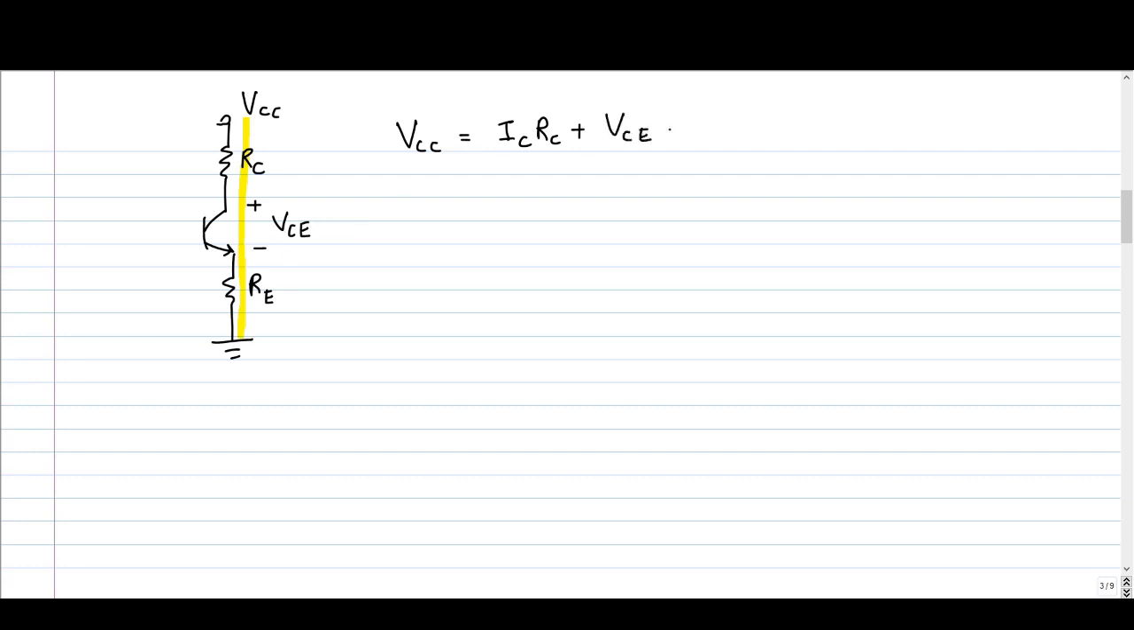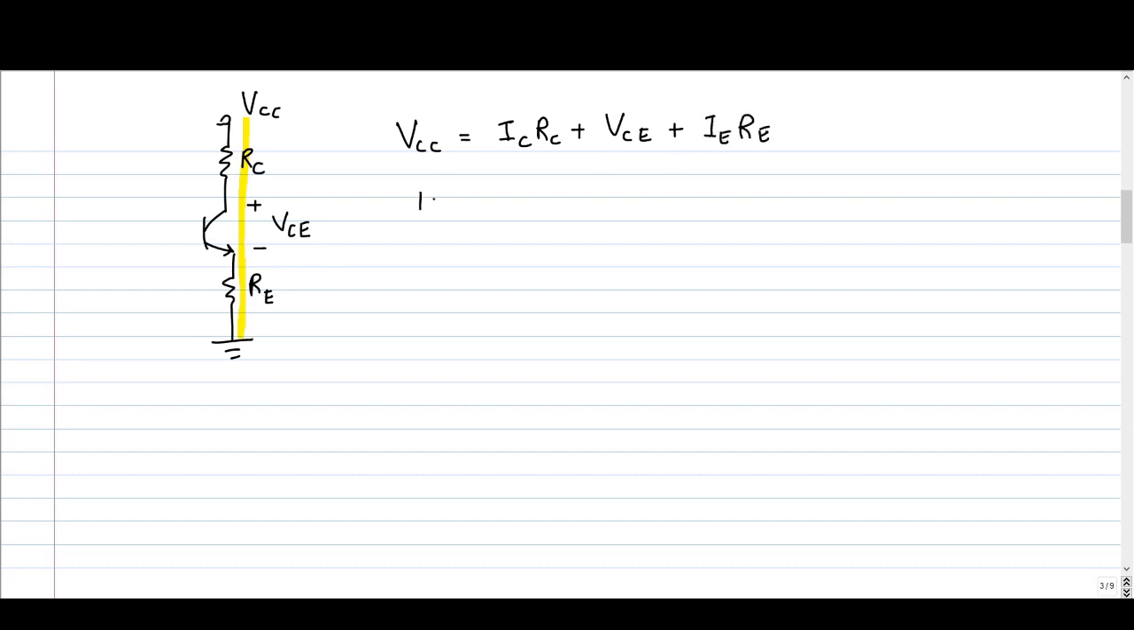On the output side, you have this arrangement. Supply voltage is VCC, this resistance is RC, and you have VCE, the potential drop across collector emitter terminals, and this is RE. So if you apply KVL on the output path, you will get VCC is equal to drop across RC, which is ICRC, plus drop across collector emitter terminals VCE, plus drop across RE, which is IERE.